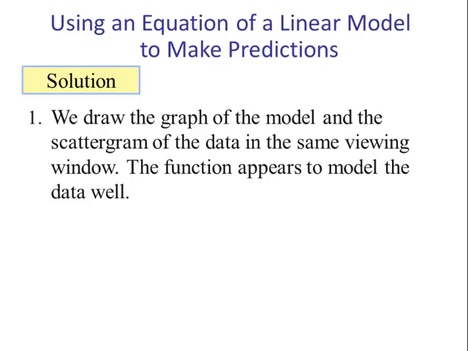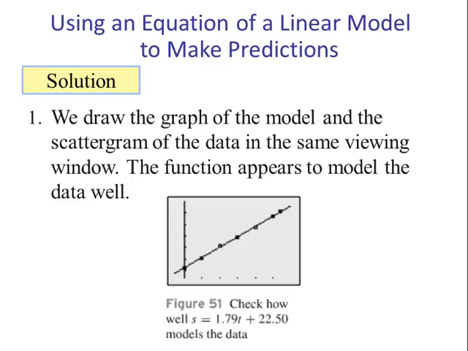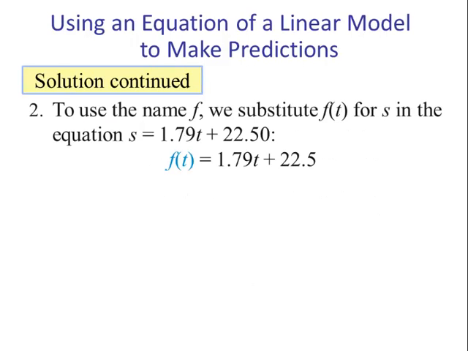Solution. Number 1, we draw the graph of the model and the scattergram of the data in the same viewing window. The function appears to model the data well. Number 2, we use the function name f, so we substitute f of t for S in the equation S equals 1.79 t plus 22.5. So here's our equation in function notation.